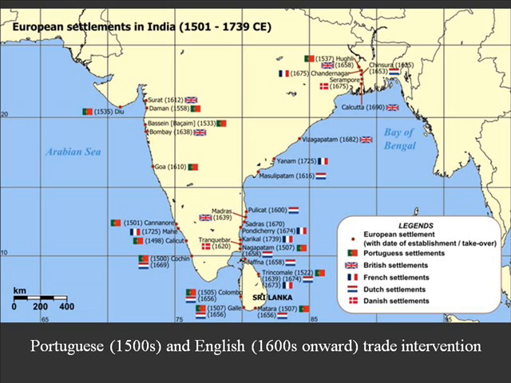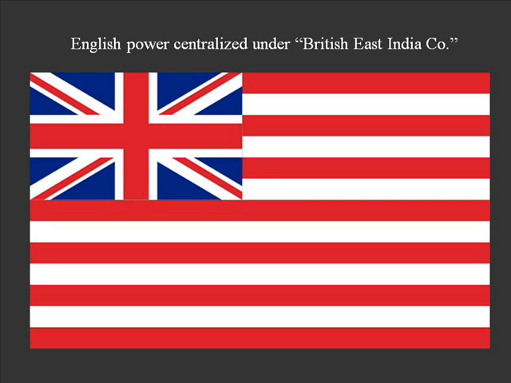So over time, the English gradually take over, not just economically, but also politically. The biggest piece of English power in India became known as the British East India Company. The English government sold monopoly rights to one company to run all trade between England and India. So that company became extraordinarily wealthy. If you wanted to buy something in England that was imported from India, you had to go through that company.